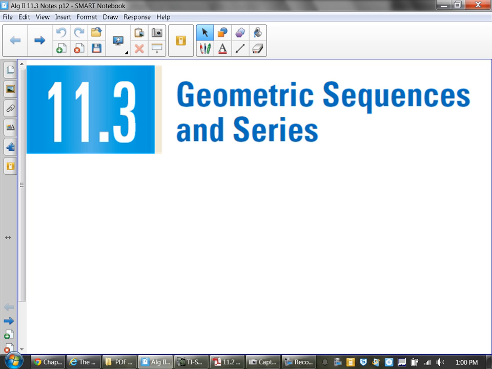So yesterday we had this common difference, we used the letter d. Today we'll have this common ratio, and we'll use the letter?